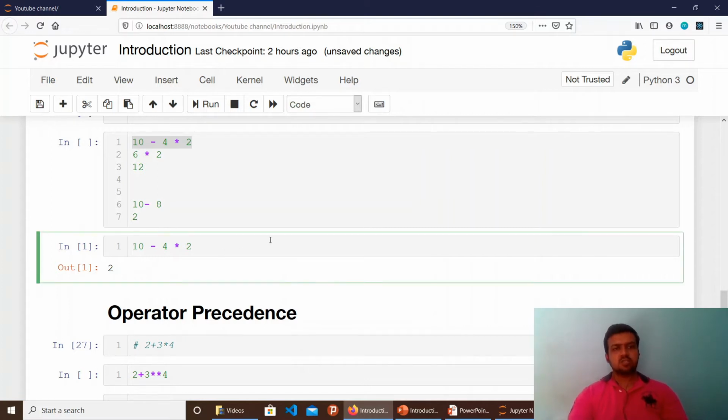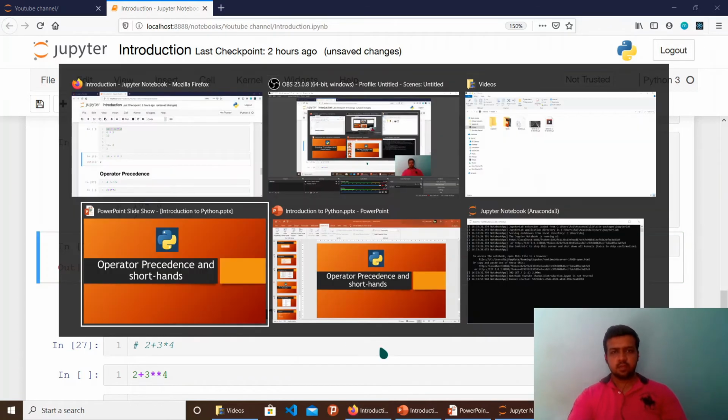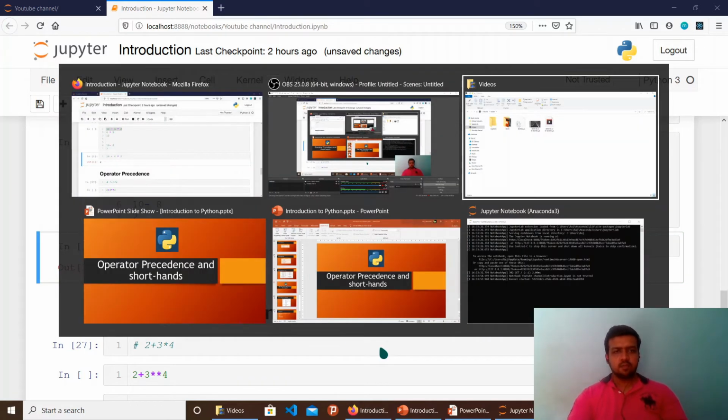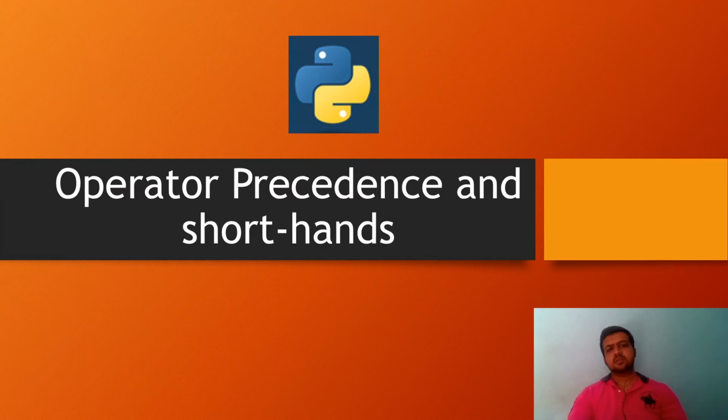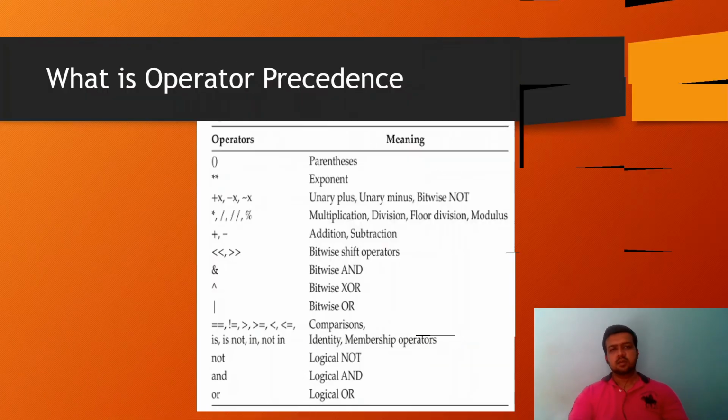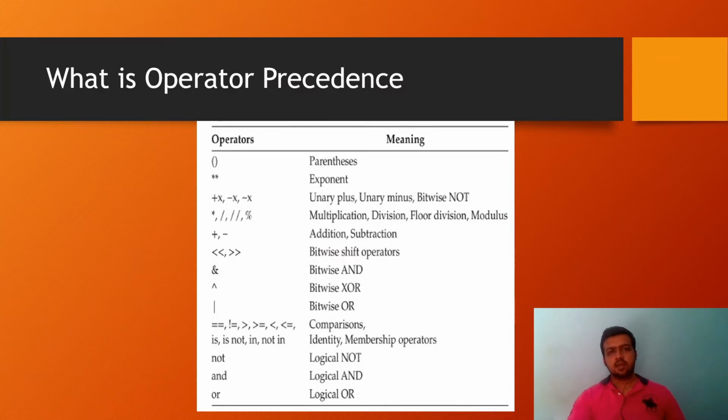That's because of operator precedence. In any language, we have operator precedence. Let's say we have multiple operators in an expression. How to evaluate that expression? Which operator will be operated first, or which operator will be executed first? That is decided by operator precedence.